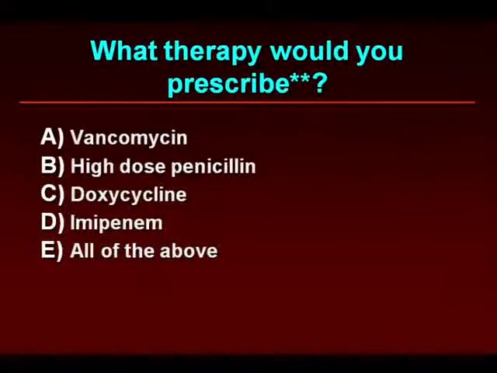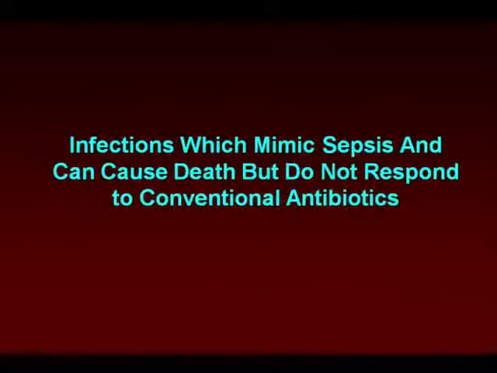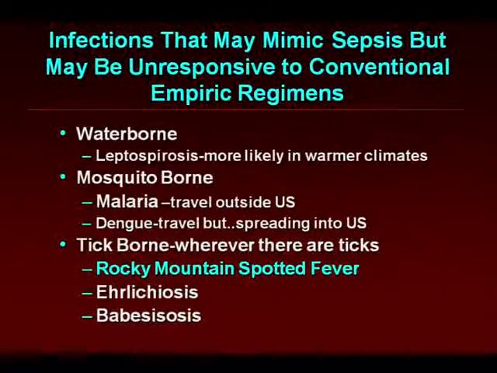And this is not a good board question because this is, what am I thinking? All right, so let's see. So what am I thinking? So again, most of you knew that I was thinking about Rocky Mountain spotted fever or once in a while some other lookalikes. So the question is, what infections mimic sepsis and can cause death but don't respond to conventional antibiotics? Some people call these the summer sepsis syndromes.